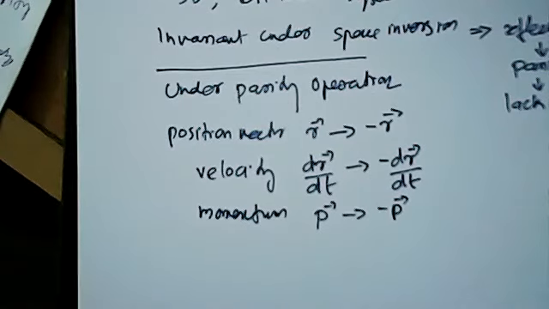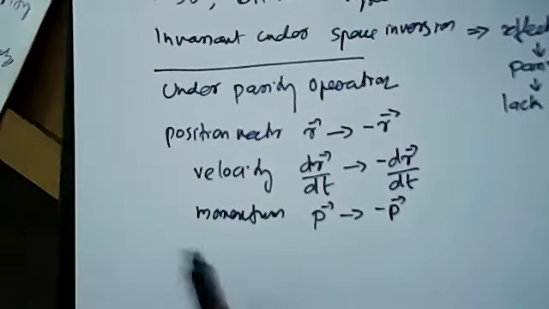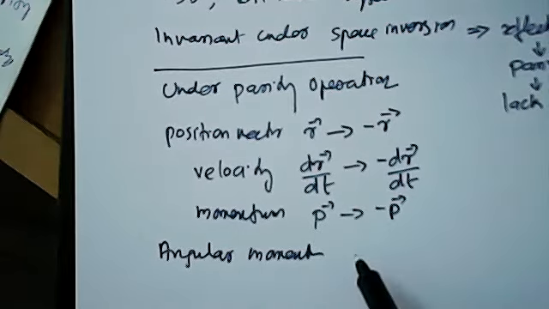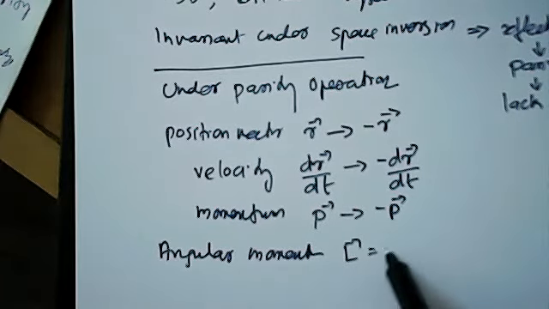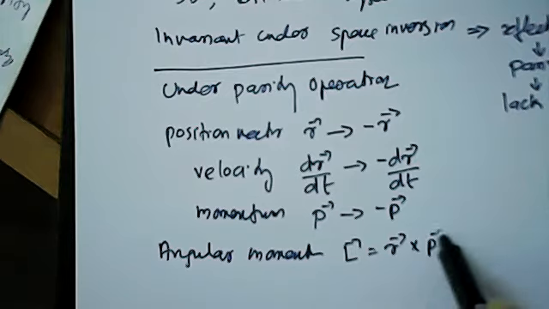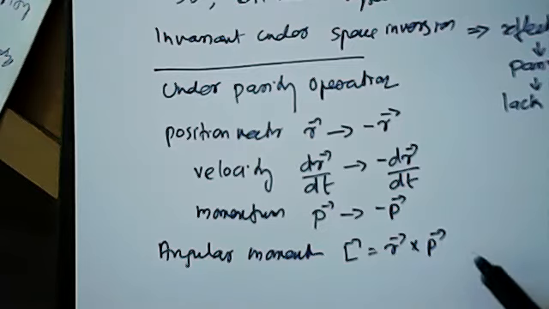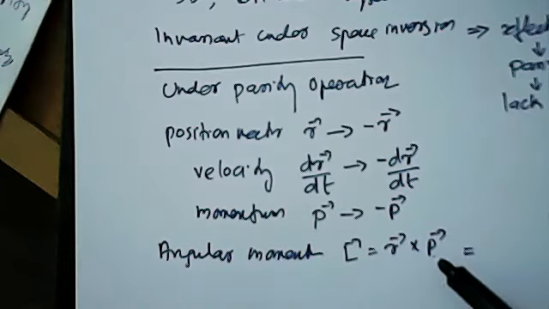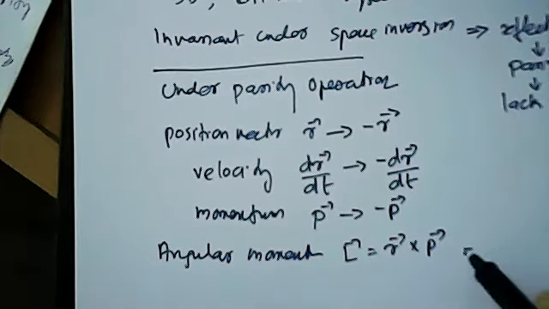But you notice that the angular momentum, what is angular momentum? L equals r cross p. Is there any change for angular momentum? Because r becomes minus, p becomes minus, momentum also, both change sign. So L becomes invariant. So there is no change for L.